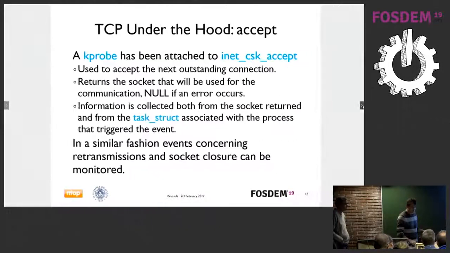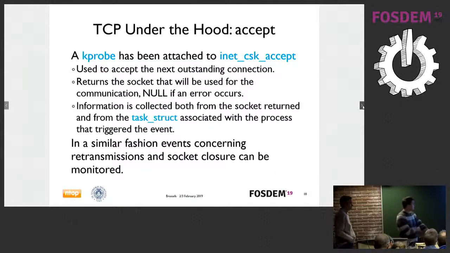Under the hood, TCP accept has been implemented very simply because we attach a probe to the return of the function call. So when the function returns, our code is executed. When our code is executed, we use the socket that is returned by the function to collect network information, and use the task structure to collect information of the user and concerning the process. In a very similar way, we have tracked retransmission and events concerning a socket being closed.